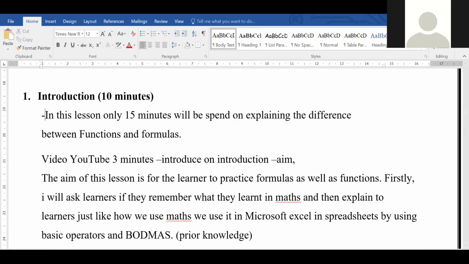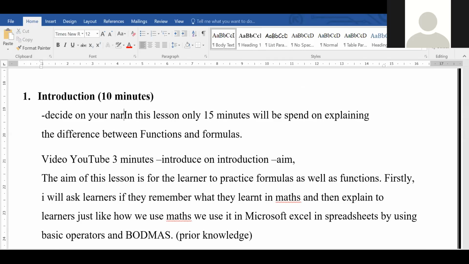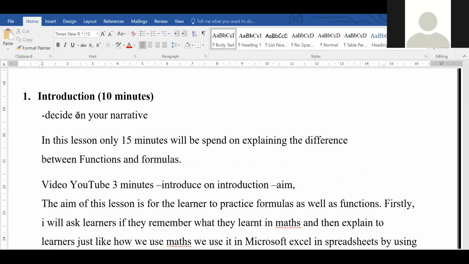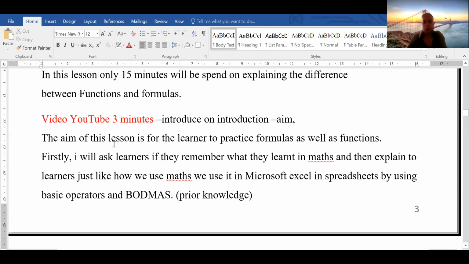So decide on your story. I will email you this. Decide on your narrative. I'll call it a narrative. I'm saying my narrative, I'll start with a small 3 minutes video. That's how I would prefer my narrative to be. And then I will start now using this opportunity to help the learners.